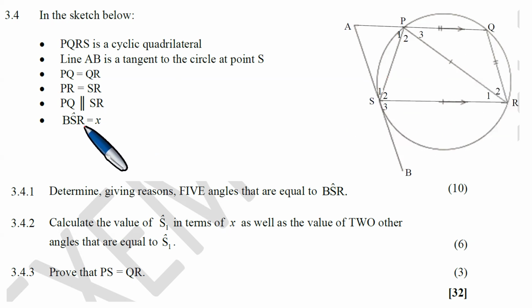The angle BSR is X. This angle here is X. Determine, giving reasons, five angles that are equal to BSR. In other words, there are five angles that are equal to X. And let us spend some time on that and analyze these.